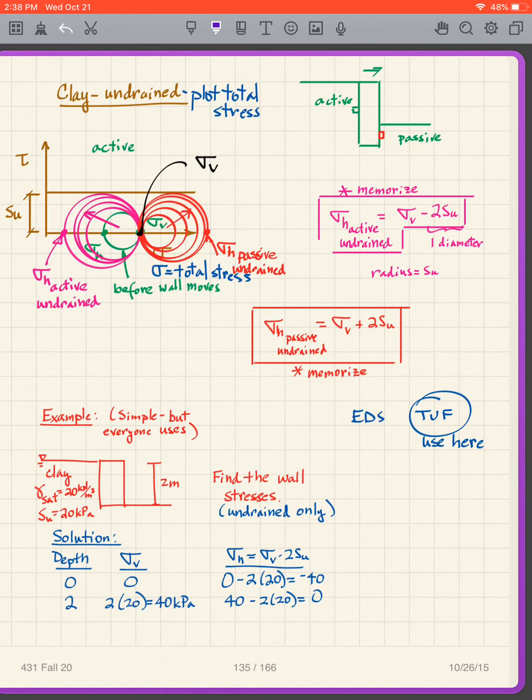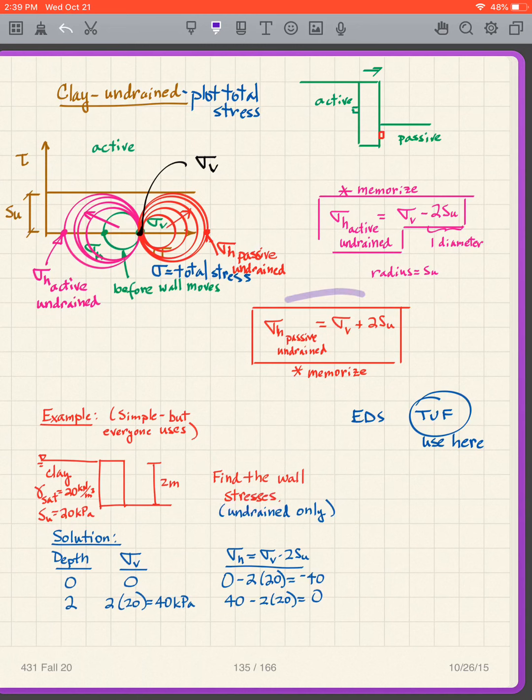All right. Let me go through a little example of what we're talking about. Suppose I have, so this is my clay undrained situation. And I'm first going to tell you it's simple, but everybody uses this little example. Suppose I have a clay here. I've got my wall, it's 2 meters high. And there's my water table. But this is clay undrained, okay? And my undrained strength is 20 kilopascals. My gamma saturated is 20 kilonewtons per cubic meter. And I want to find the wall stresses, and I'm just going to do it undrained.